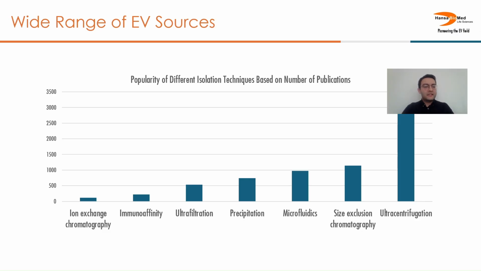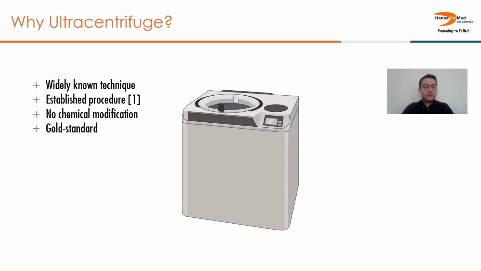Because first of all, it was not invented solely for EVs, but it was a widely known technique for years. Therefore, it was much easier to come up with an established procedure for EV isolation based on ultracentrifugation. And also, it doesn't involve any chemical modification, meaning that you don't affect the physical chemical characteristics or the functionality of EVs, which is critical either if you are working on identifying the functionality of EVs or you want to use these for downstream applications. Therefore, over time, ultracentrifugation became the gold standard in EV isolation.